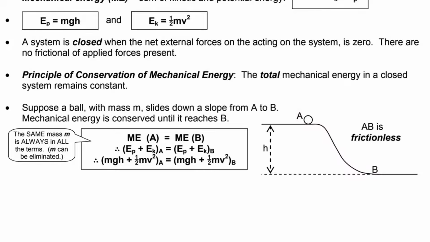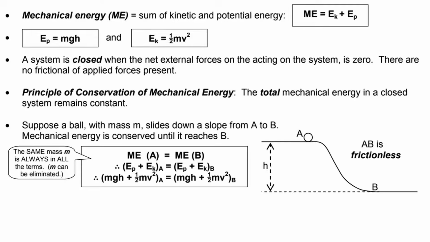But when an object is on the ground, if you take the ground as a reference, there's no height. The height is zero, therefore the gravitational potential energy will be zero. So gravitational potential energy is an energy due to height. Now, let's look at kinetic energy. What is kinetic energy? It's a reminder as well. Kinetic energy is an energy due to movement.